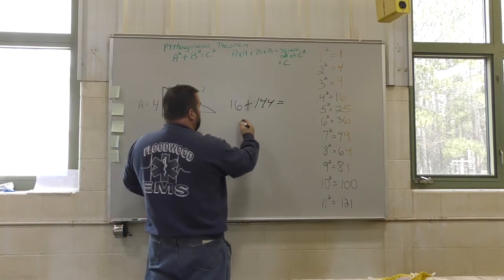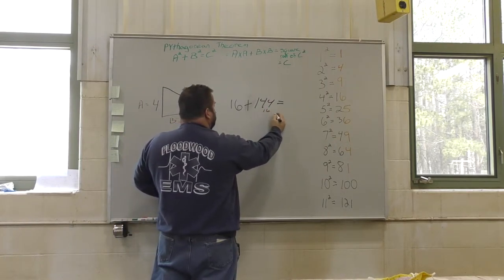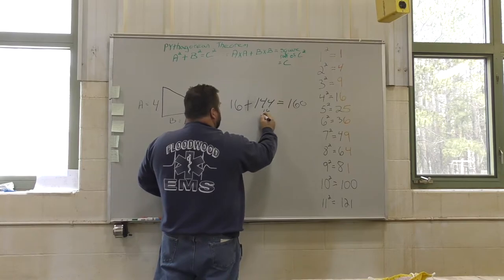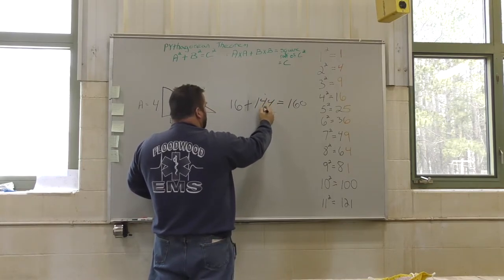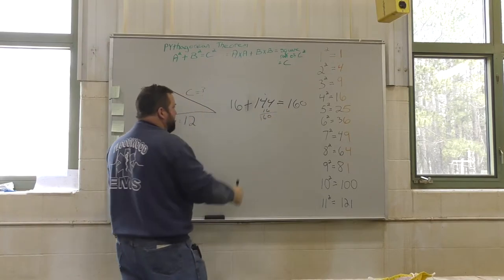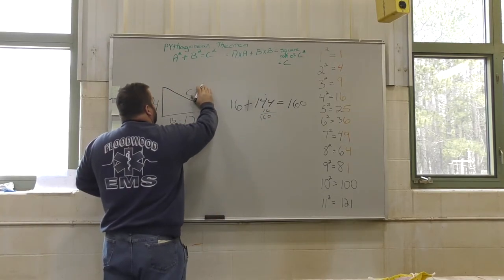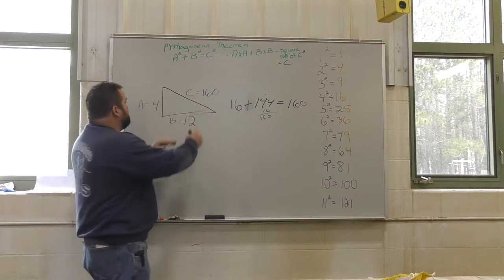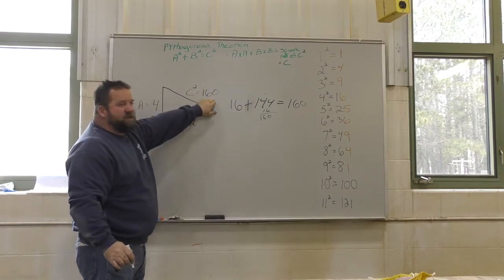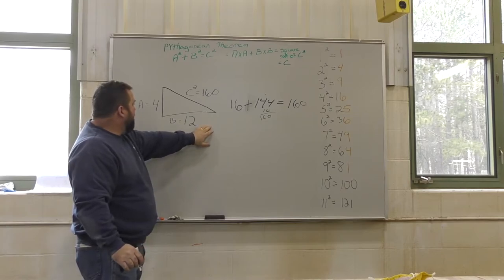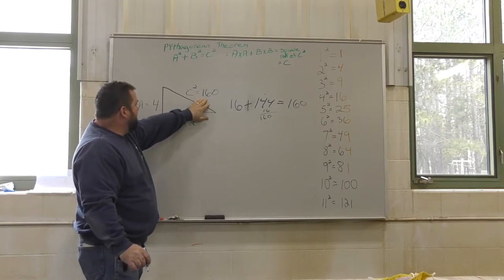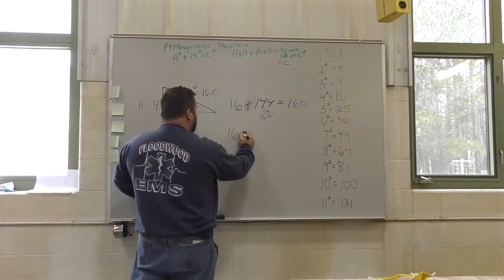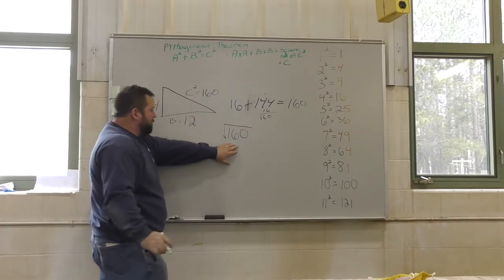So 144 plus 16, we're going to get 160. 4 plus 6 is 10. 4 plus 1 plus 1 is 6. 160. So C squared is 160. Well, now we have to find the square root to find C, because this is C squared. We need to find out what the square root is, because we need to find C. So we have to take the square root of 160.